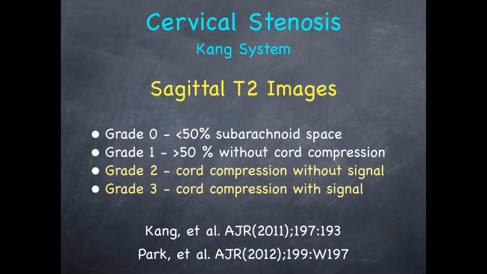If we look at central stenosis, there's a grading system by Kang, where grade 0 is that most of the subarachnoid space is normal in size. Grade 1, you've got a 50% loss of fluid around it. Grade 2 is you have cord compression with no abnormal signal, and grade 3 is cord compression with signal. Obviously grades 2 and 3 are significant, and many people believe that in most settings these require surgery to decompress the cord.